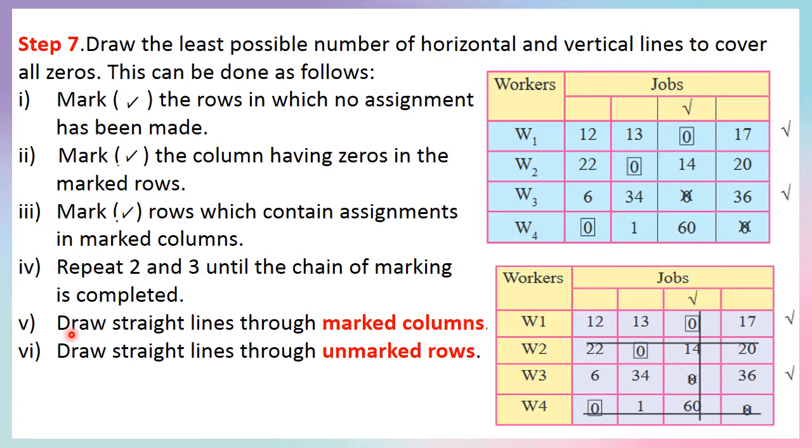Okay, now draw the straight lines through marked columns. It is very important. Draw the straight lines through marked columns and draw the straight lines through unmarked rows. Marked columns, you have to draw the straight line, and draw the straight line through unmarked rows. These two, that is the second row and fourth row, are the unmarked rows. So we have to draw the straight line through these unmarked rows.